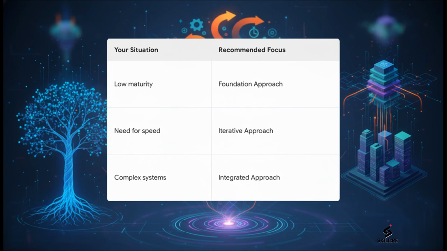So, how in the world do you choose the right approach for you? Well, it really just comes down to your specific situation. If you're just starting out on your AI journey, your organizational maturity is low, start with the foundation approach. If speed and learning are what matter most, the iterative approach is your best friend. And for those large, mature companies with a ton of existing systems, the integrated approach is usually the smartest fit. But remember, these aren't always mutually exclusive. The best solutions often blend elements from all 3.